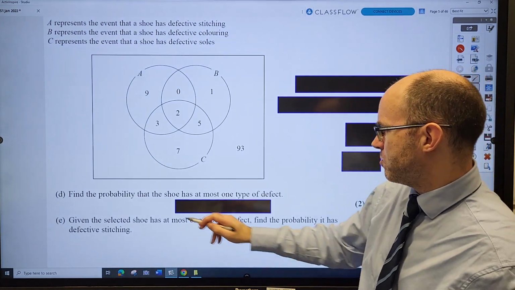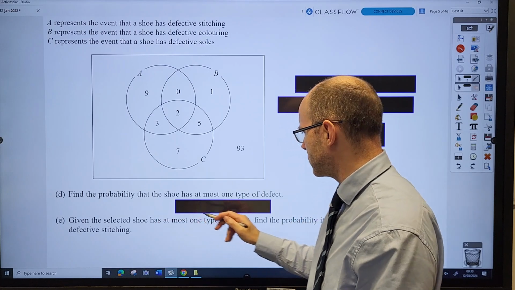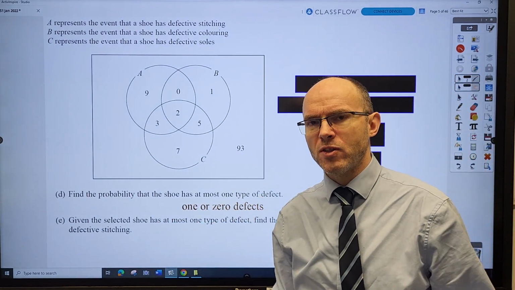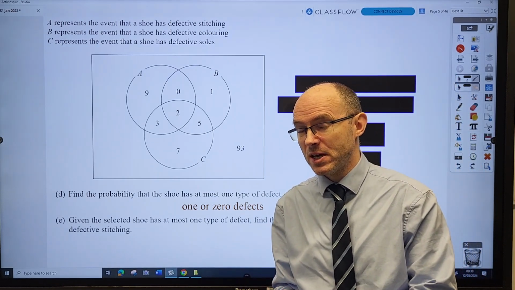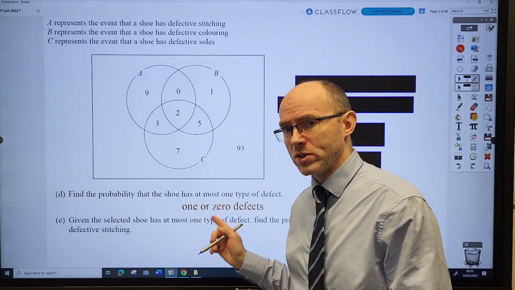Next up, find the probability that the shoe has at most one type of defect. So at most one type of defect. What does that mean? It means you can have either 1 or 0 defects. At most 1 means you're not allowed to have more than 1. So you look at it this way, the shoe has got either 1 or 0 defects.